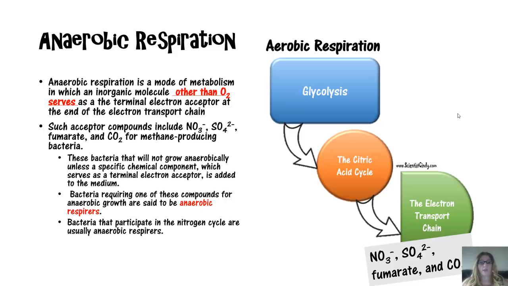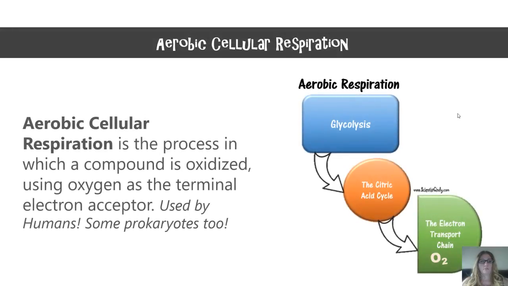These bacteria will not grow anaerobically unless a specific chemical component, which serves as the terminal electron acceptor, is added to the medium. Bacteria requiring one of these compounds for anaerobic growth are said to be anaerobic respirers. Bacteria that participate in the nitrogen cycle are usually anaerobic respirers. Aerobic cellular respiration is the process in which a compound is oxidized using oxygen as the terminal electron acceptor. This is used by humans as well as some prokaryotes.